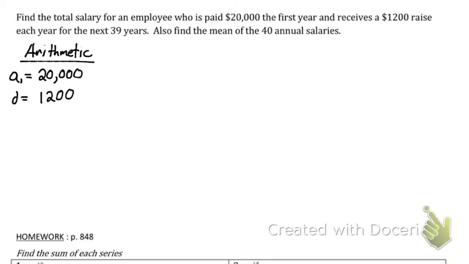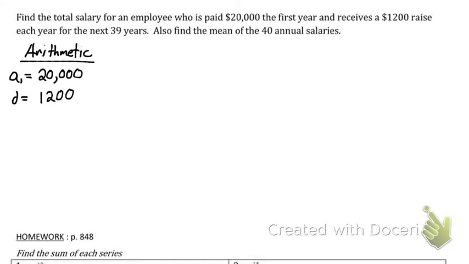Let's talk about what we need to solve this problem. For starters, it wants the sum of all the salaries. Now remember, our sum formula is n divided by 2 times our first term plus our last term. Well, we have our first term. We are going to have our n value in just a second. We actually have it. It's 40. But I'm going to talk about the more pressing one, and that is, what is the last salary they received? How much did they make that last year?